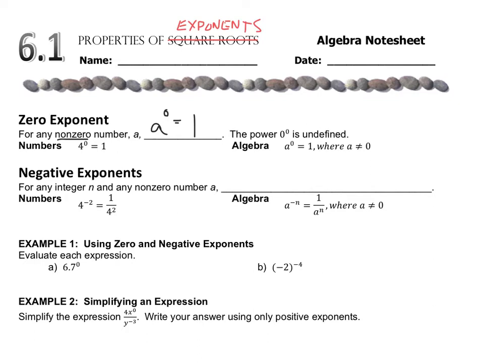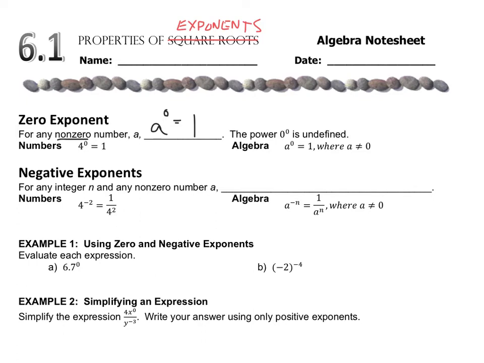Now negative exponents. For any integer n, and any non-zero a, basically it becomes the reciprocal. One of the mistakes we run into on this one is people want to say that a negative exponent makes my answer negative. It doesn't do anything like that.